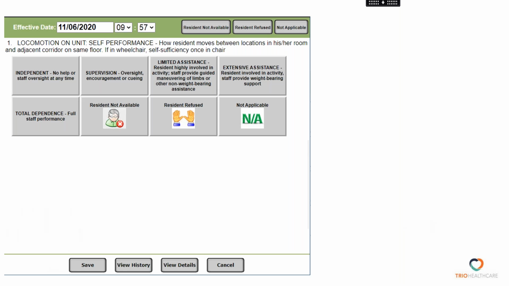Locomotion on unit is how the resident moves between locations in his or her room and the adjacent corridor. If they're in a wheelchair, we only look at how they move once they're in the wheelchair. So this lets you know that locomotion not only addresses how someone is walking around in their room, but also once they're in the wheelchair, how they move around in that chair. And as with all the other ADLs, we have the ability to code independent, supervision, limited and extensive assist, as well as total dependence. The patient is not available, the patient refused, and not applicable.